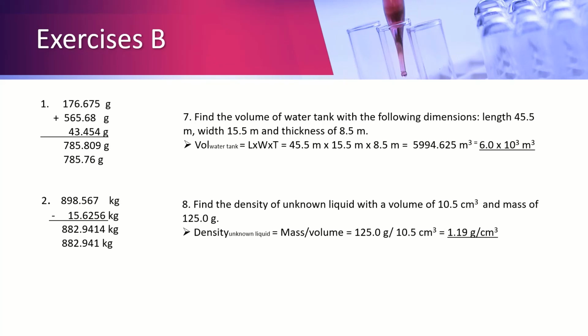Let's go to the 7th question on exercise B. Find the volume of a water tank with the following dimensions. Length, 45.5 meters, that is 3 significant figures. Width, 15.5 meters, that is 3 significant figures. And thickness of 8.5 meters, that is 2 significant figures. The formula for solving the volume of a water tank is length times width times thickness. So meaning, it should be 45.5 meters times 15.5 meters times 8.5 meters.